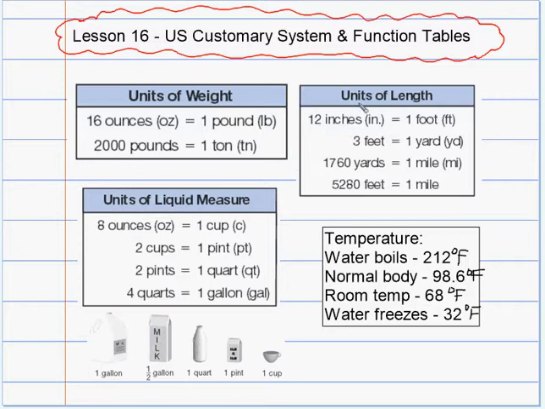Over here on the right side, units of length, we have 12 inches in 1 foot, 3 feet in 1 yard, 1,760 yards in 1 mile, 5,280 feet in 1 mile. And again, these work backwards. So if you're talking miles, you can think, oh, there are 5,280 feet.